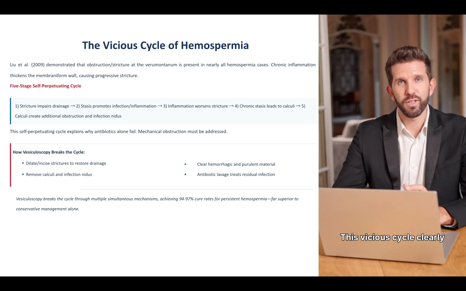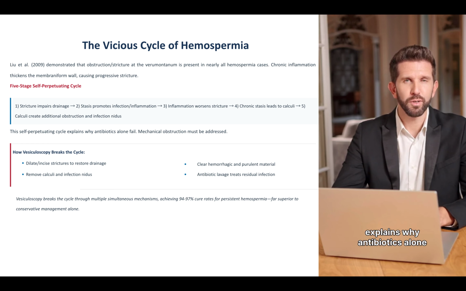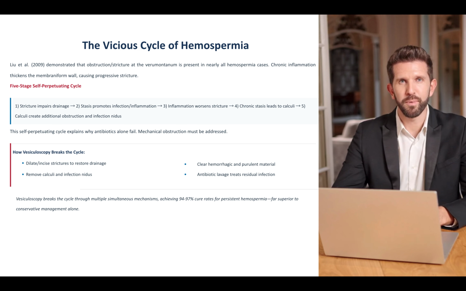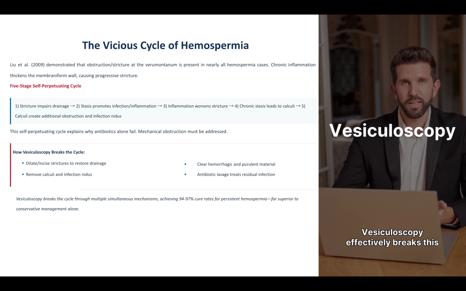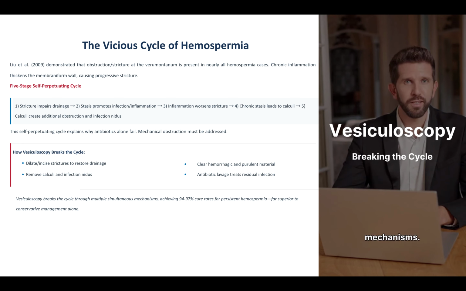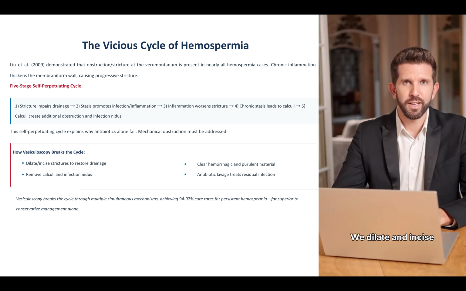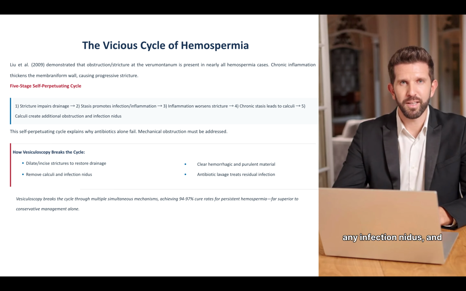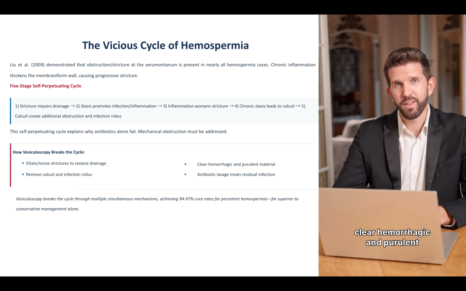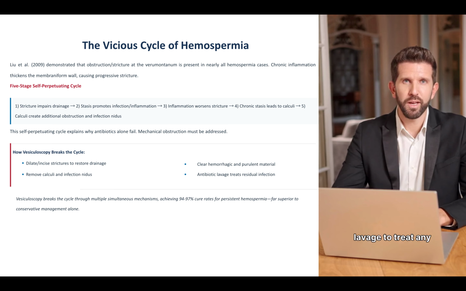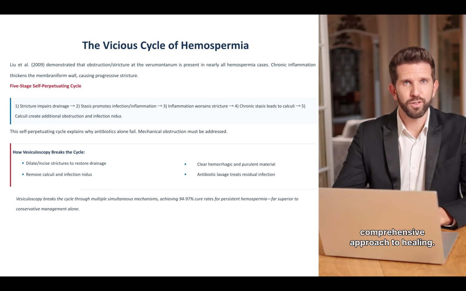This vicious cycle clearly explains why antibiotics alone often fail to resolve hemispermia. The mechanical obstruction must be directly addressed. Vesiculoscopy effectively breaks this cycle through multiple simultaneous mechanisms. We dilate and incise strictures to restore proper drainage, remove calculi and any infection nidus, and clear hemorrhagic and purulent material. Finally, we perform antibiotic lavage to treat any residual infection, ensuring a comprehensive approach to healing.